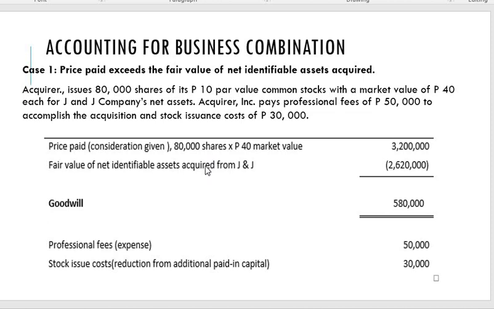So, how to compute for the goodwill? The goodwill is, of course, the consideration transferred less the fair value of the net assets acquired. Our consideration transferred is 80,000 shares times the market value of its share, so we have 3.2 million as the consideration given. Less the fair value of the net assets acquired, that's 2,620,000. Therefore, we have goodwill of 580,000. And then, our acquisition-related cost, the professional fees, shall be charged as expense.